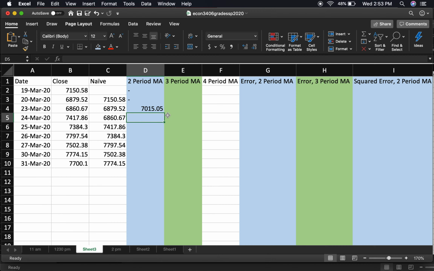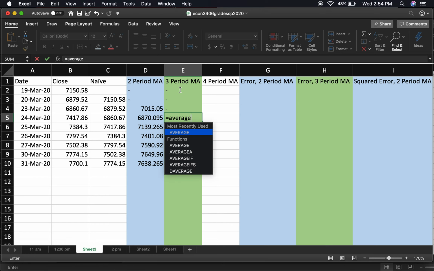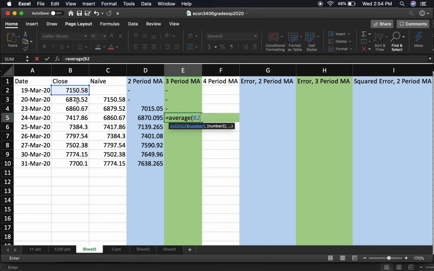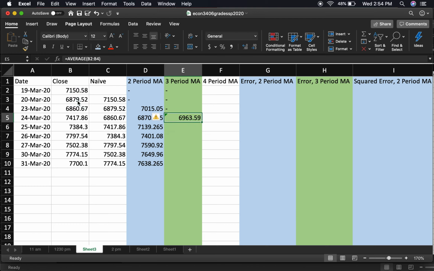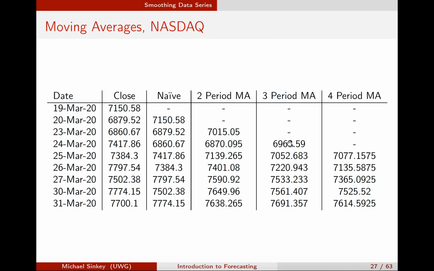Now you can make all the forecasts in the same way. You just copy down the column. How do I do the 3 period? Can I make a forecast for the 19th? No. How about the 20th? No. How about the 23rd? No. How about the 24th? Yes. You type in equal average. You just click the data that you want. Now you can set it up as a set of data with a colon, B2 to B4, and just hit enter. And I get the 6963.59 that is listed right here.